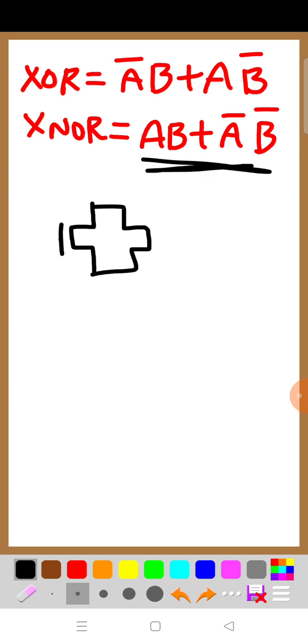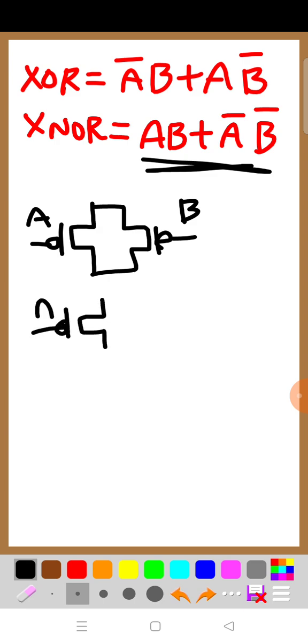Now you can observe AB, once again the same thing I am going to consider here. AB, these two are in parallel. This is A and this is B. And you can observe one more parallel combination is required. What is that? A complement. What is that? B complement. These two should be in series.